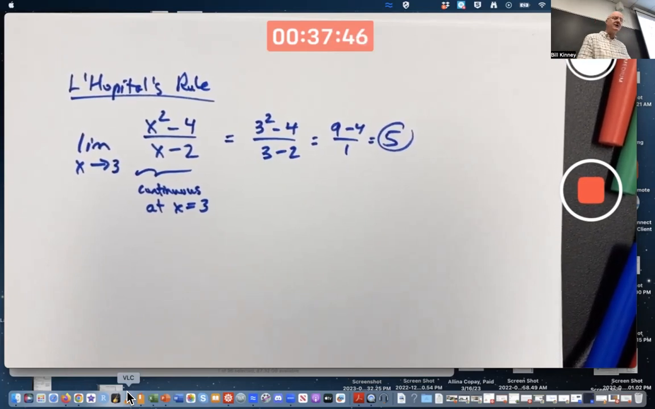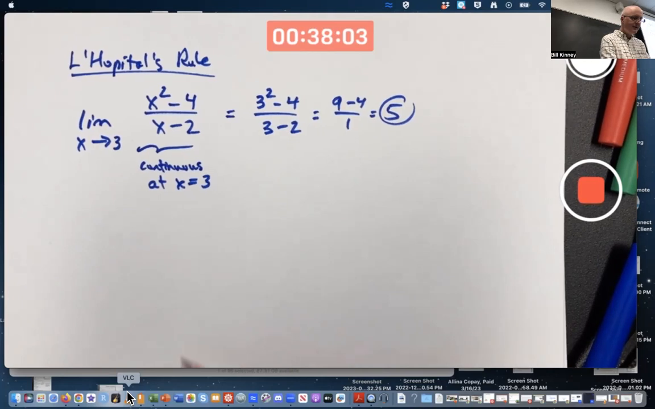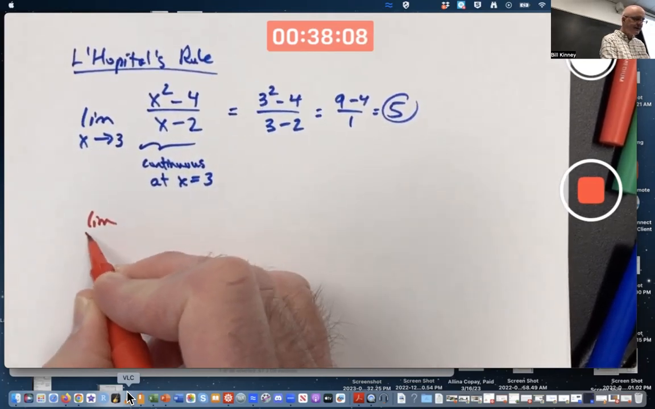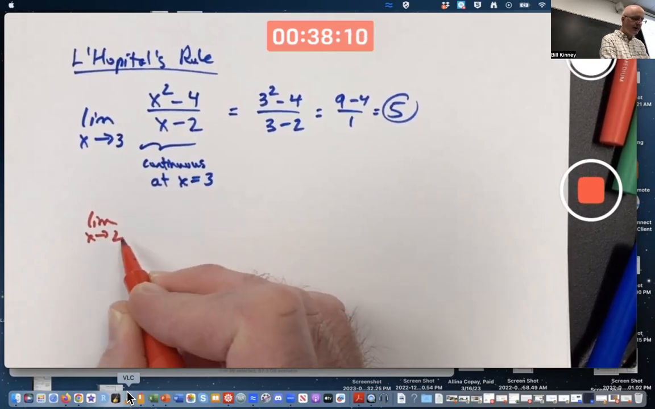The graph of that function is continuous as long as x is not 2. In particular, at x equals 3, the graph's continuous. There's no holes in the graph. You can evaluate the limit just by substitution. So what's an example where L'Hopital's rule is needed? I'm going to use the same function, but I'm going to let x approach 2 instead of 3.